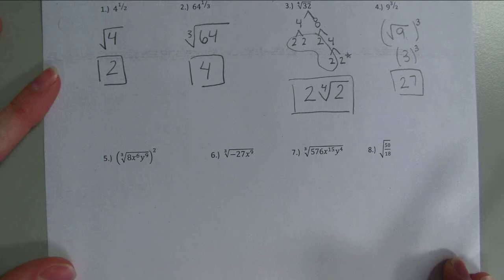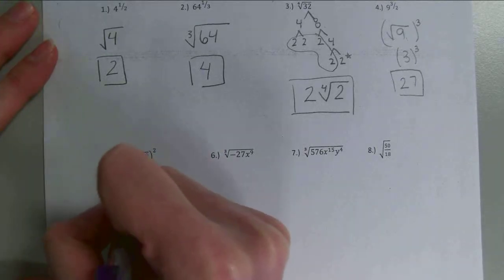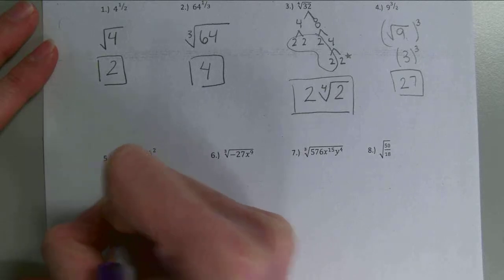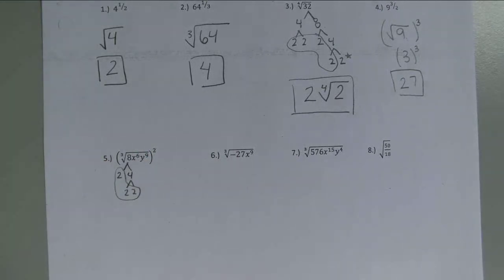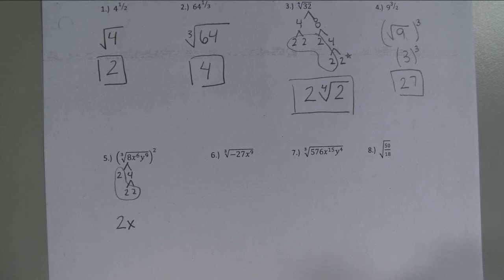All right, some of you might already know the cube root of 8, but if not, just break it down. 2 and 4, and 2 and 2. So what's the cube root of 8? 2, right? So inside the parentheses, a 2 can come out. How many x's can come out? Do you remember what that rule was?